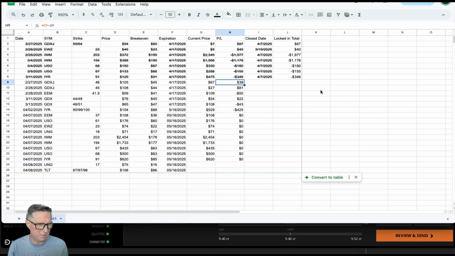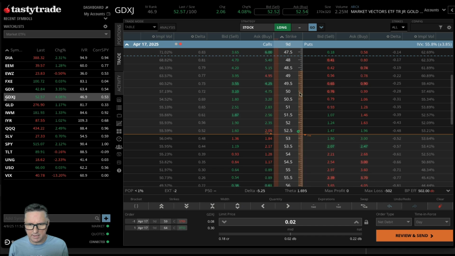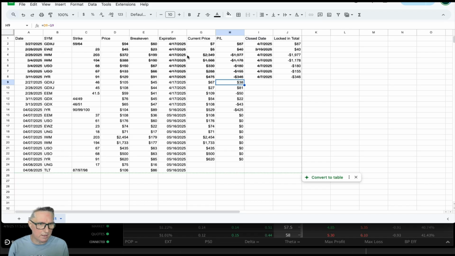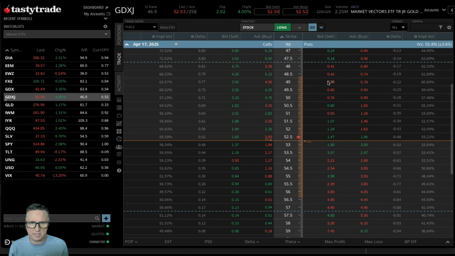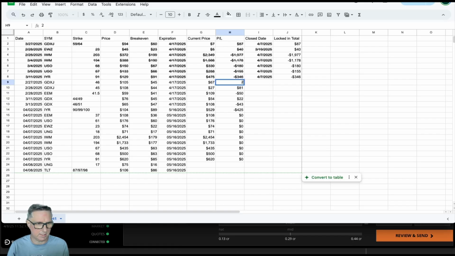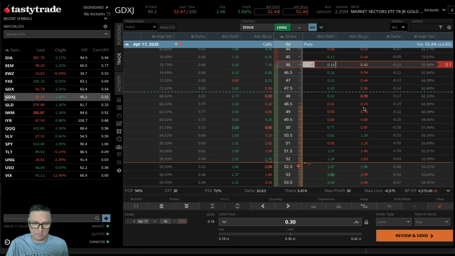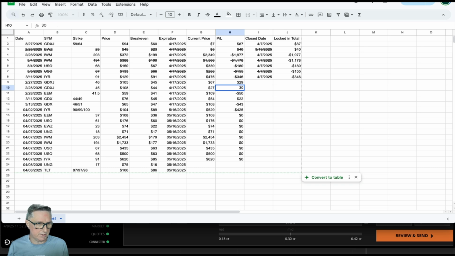So we got beaten up pretty badly yesterday, but let's start with GDXJ and see how things are looking today. In GDXJ, I've got the 45 and the 46. These are way out of the money. They're essentially zero at this point. I don't know if I'm even tracking these anymore. It's just because the markets are a little bit wide, so I haven't been closing them out. I'm just going to let these ride to expiration, essentially.